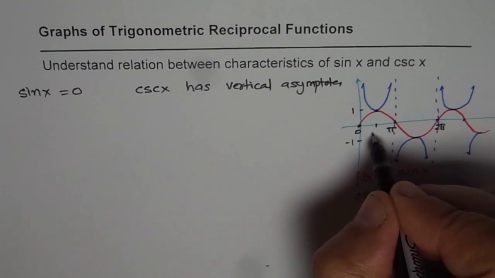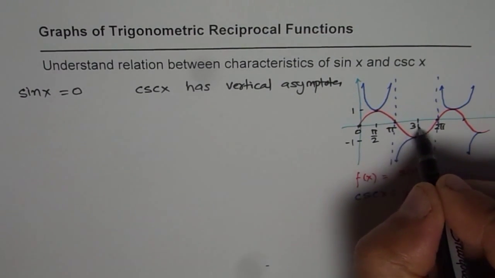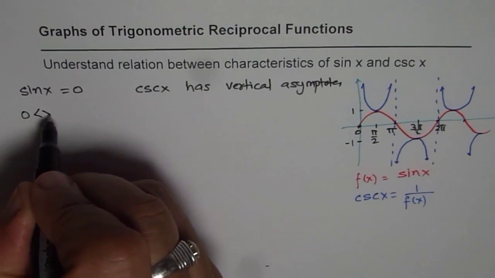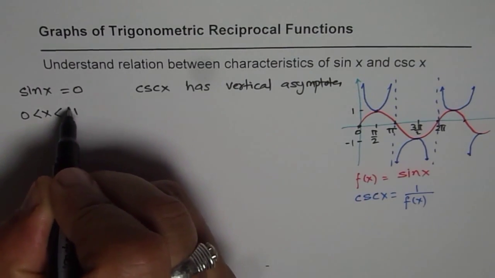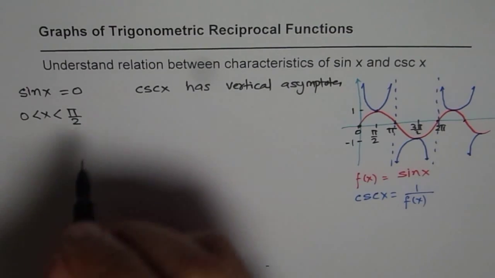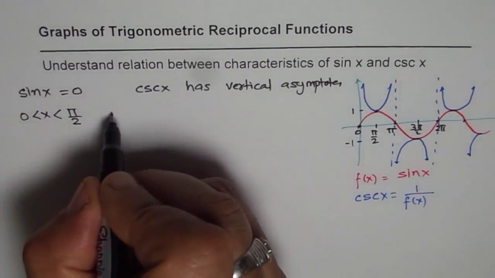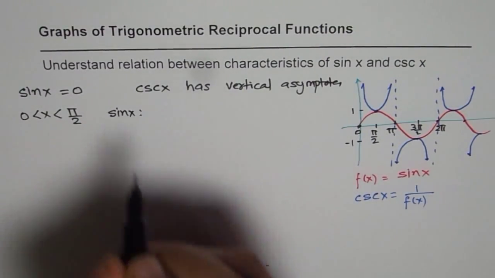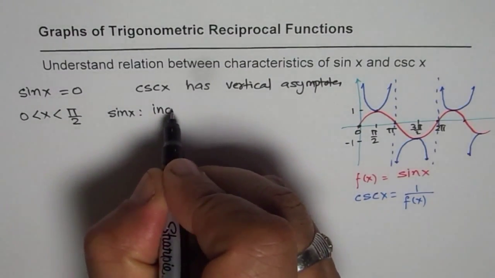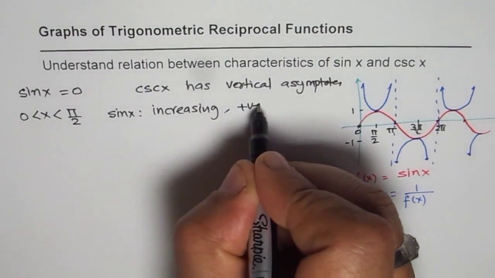Now let us consider the interval 0 to pi by 2. Here this is 0, then we have pi, and 2 pi is the time period. In between we have a maximum at pi by 2 and a minimum at 3 pi by 2. If you consider the portion where x is between 0 and pi by 2, sine x is positive and increasing, right? So we can write increasing and positive.